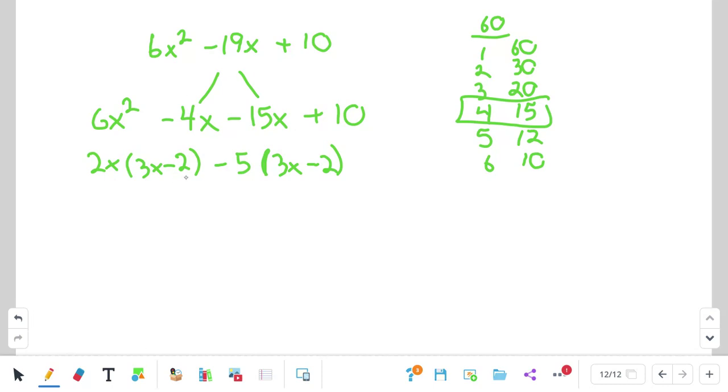Once again, each of these has a 3x minus 2, so factor that out. Write the leftovers inside. This one, when you divide out the 3x minus 2, you get 2x. This one, when you divide it out, you get minus 5. There's the factored form. Okay, that's it.